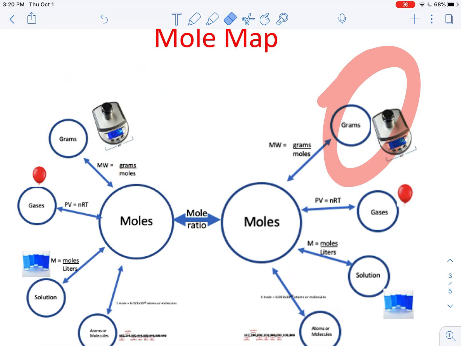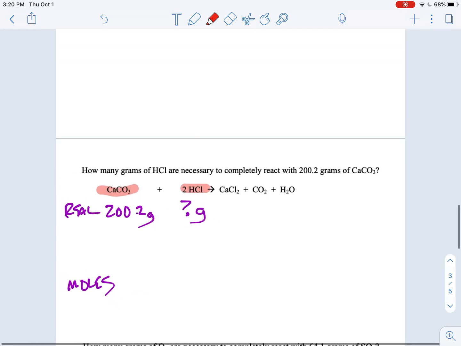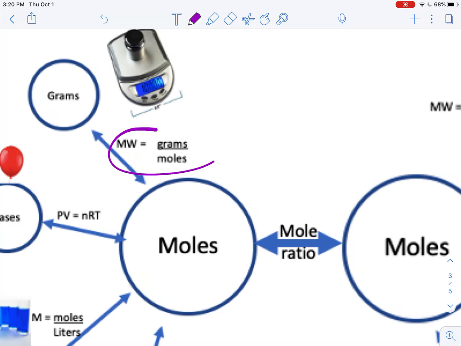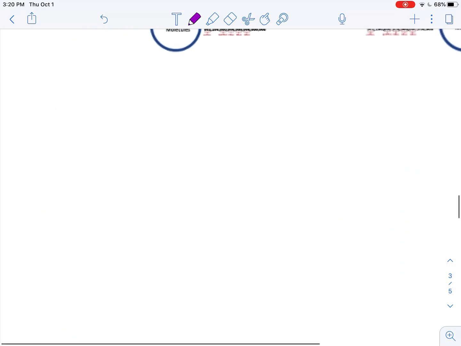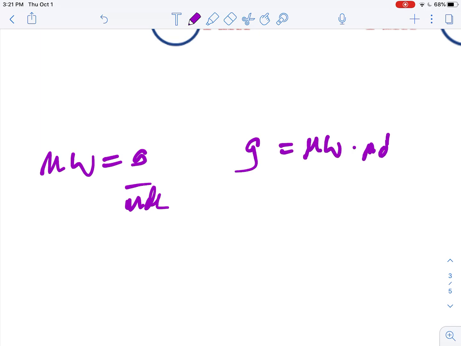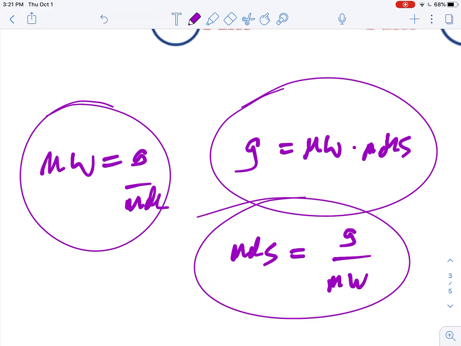So what I have to do first is grams to moles to figure out how many pieces are there. So how do I get from grams to moles? Well, my equation for molecular weight is grams per mole. There's a variety of different ways that you can do that. Molecular weight is equal to the grams per the mole, or the grams are going to be equal to the molecular weight times the moles, or the moles are going to be equal to the grams divided by the molecular weight. All 3 of these are the exact same equation.